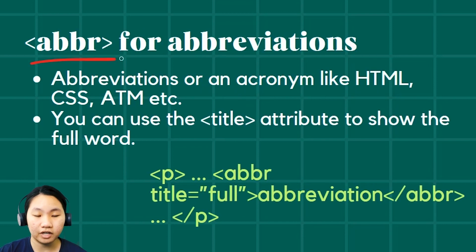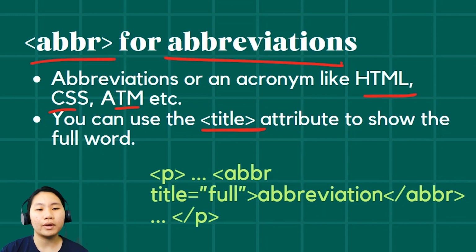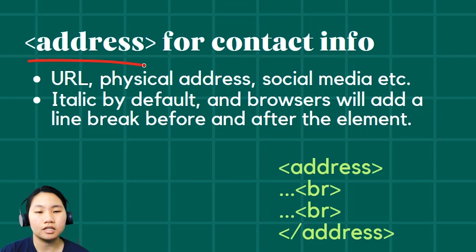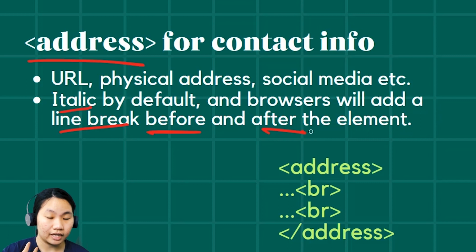Next up, ABBR. I think it's very obvious by its name. It's short for abbreviations, and you can actually use the title attribute to show what the abbreviation stands for when you hover the mouse over it. And address showcases your contact information, whatever you want to put in. Maybe you want a URL, or you want your address or your social media handles and whatnot, right? And the styling is italic by default. The browsers will also add a line break before and after the address tag.